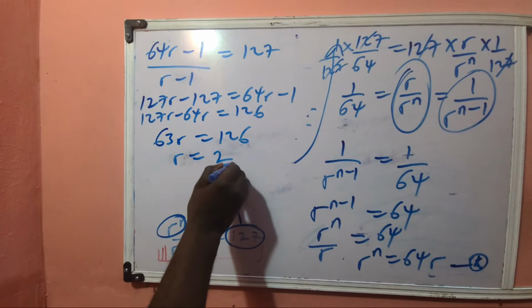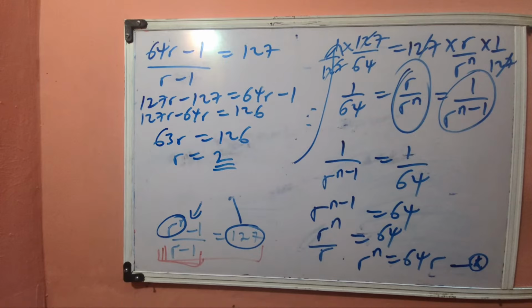r here equals 2. So we have been able to get the common ratio, and getting the common ratio obviously gives us the right opportunity to now go on and get my n, because I was told to find the common ratio and the value for n.